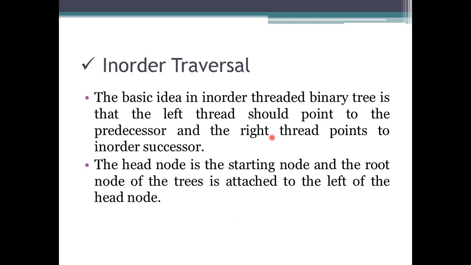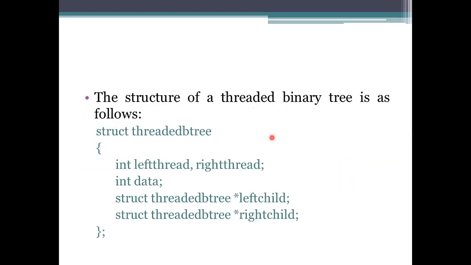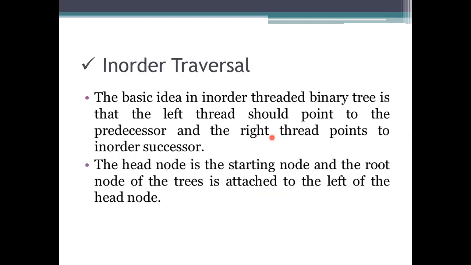So we need to start with the head node and process this root node, and then next we need to consider that all the left and right children will be processed. How we are going to process this: the structure consists of 5 elements: left thread, right thread, int, and then next the data, and then next the child pointers here.